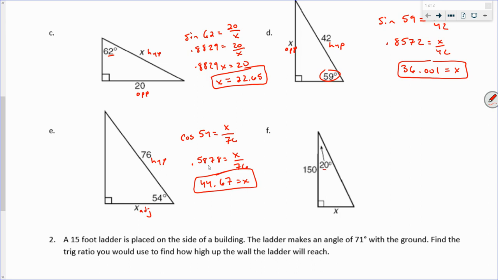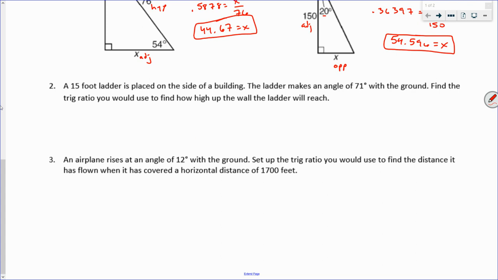And finally, from here, from the 20, we've got opposite, and this 150 is the adjacent. So now we have our first appearance of tan, x over 150. So if we go tan of 20, we get something like 0.36397 equals x over 150. Multiply both sides by 150, 54.596 or so, and we get x.